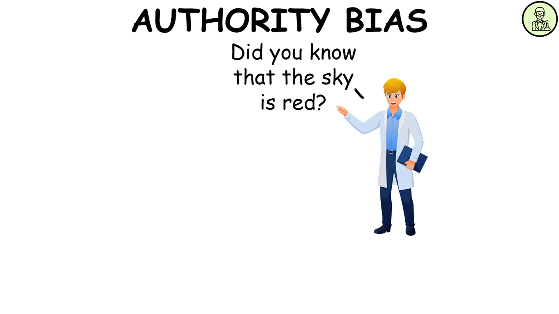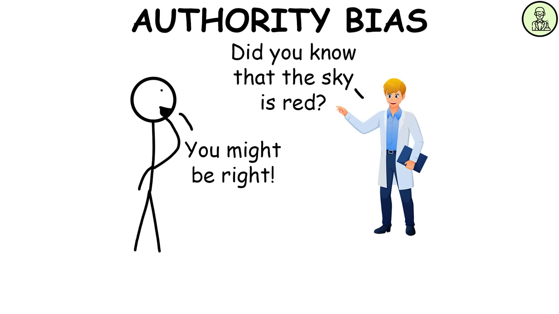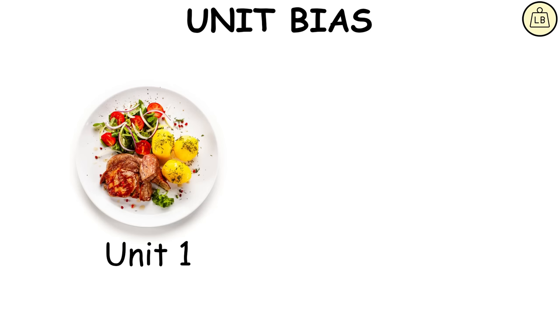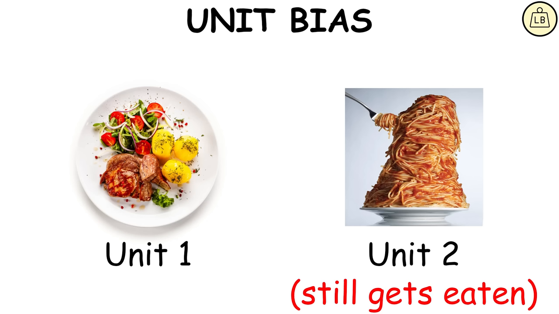Authority bias. Authority bias is the tendency to attribute greater accuracy to the opinion of an authority figure, no matter what the opinion's content is. Unit bias. The standard suggested amount of consumption, like the food serving size, is perceived to be appropriate. A person would consume it all, even if it was too much for that particular person.